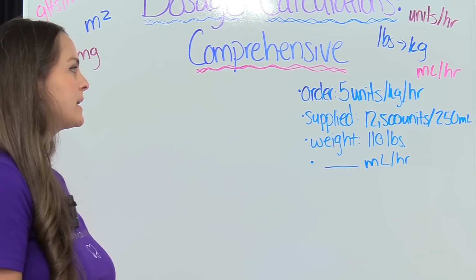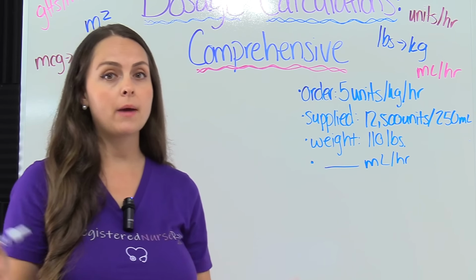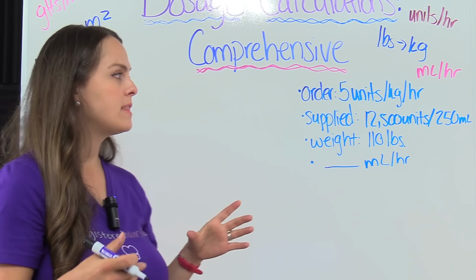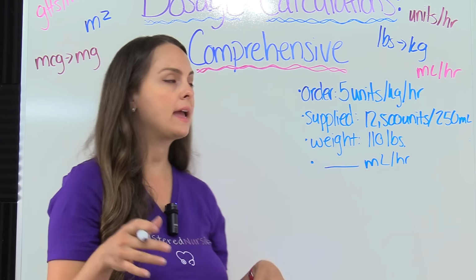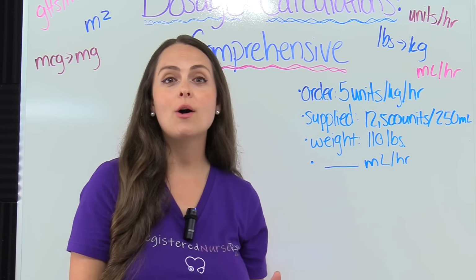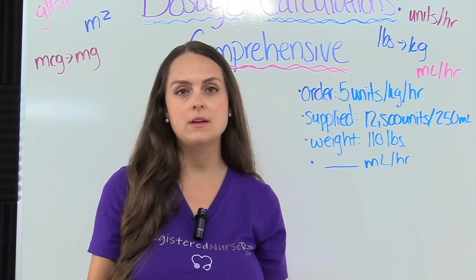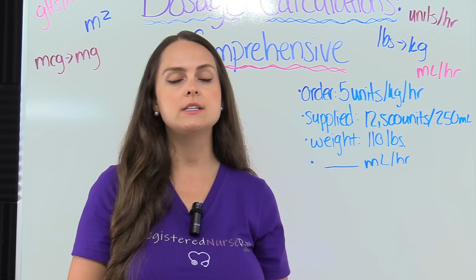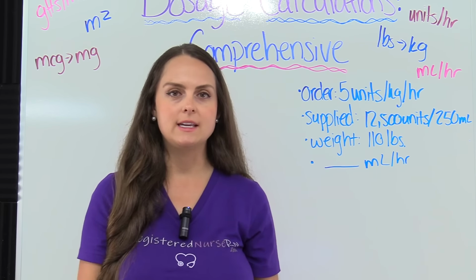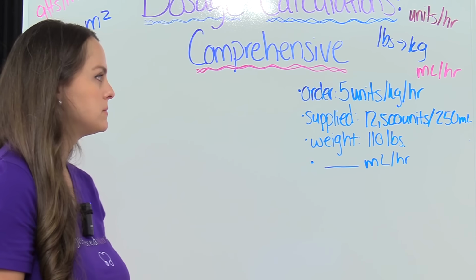So here's the important information we need to know. We're going to give 5 units per hour for every kilogram the patient weighs. They weigh 110 pounds, and we have a bag that is a 250 ml bag, and it contains 12,500 units. Now notice that this problem told you a loading dose to give before you start the drip. This can be ordered with a heparin drip if the physician orders it, but don't let that throw you off because that's just a distractor once again. So let's figure out the milliliters per hour, how we're going to set our pump to infuse.